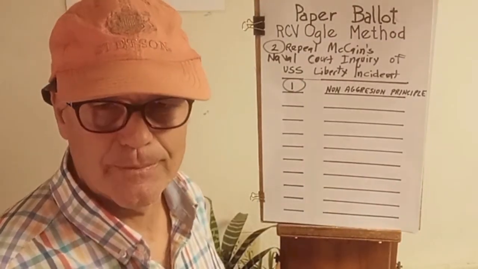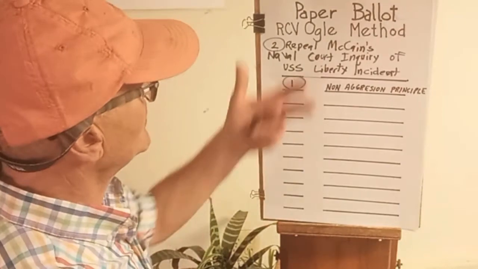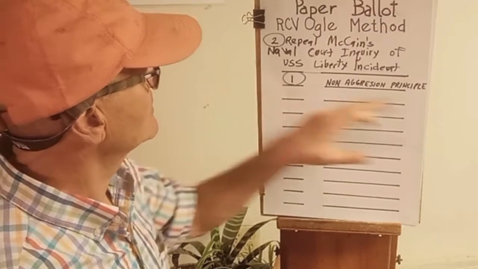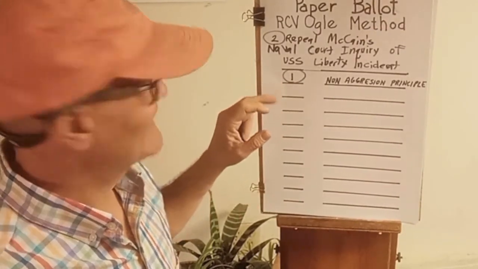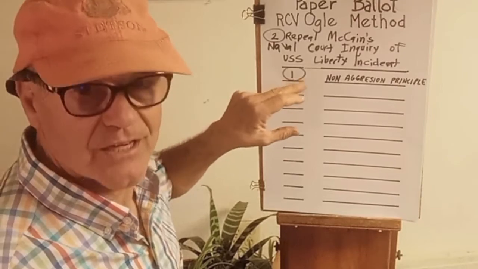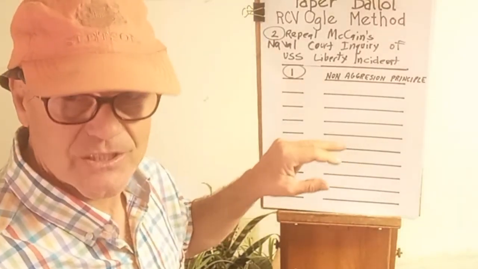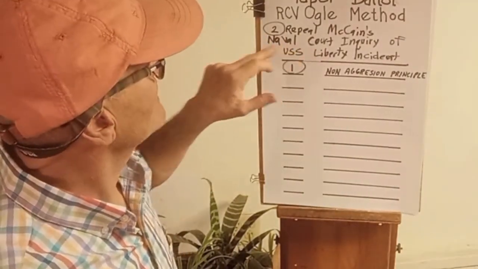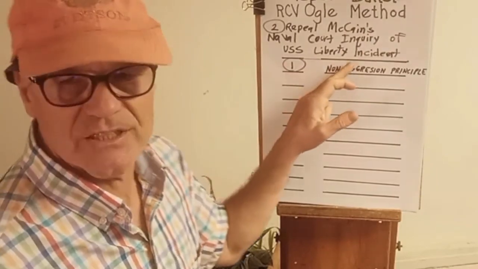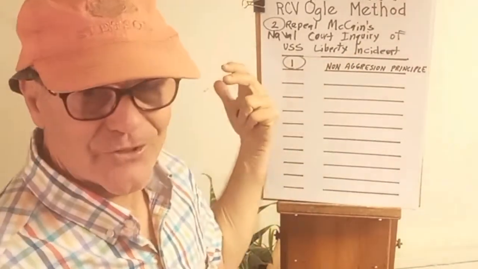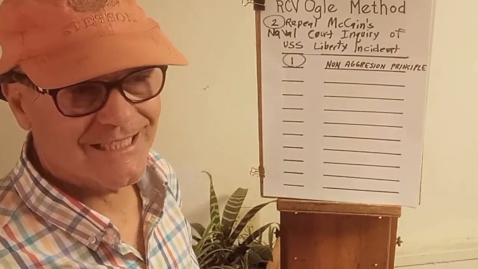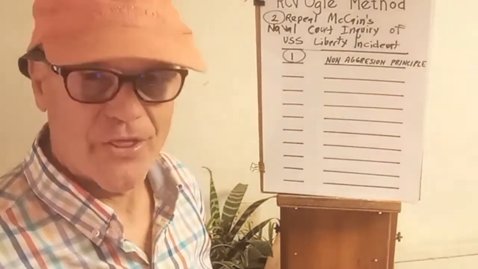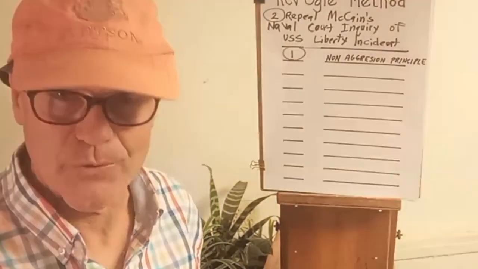It's a new system like count the ticks. So when someone else votes, say one other person votes, but they only voted for non-aggression principle, well, then non-aggression principle got 2 out of 2. That's 100%. But repeal McCain's naval court inquiry of USS Liberty incident, if they didn't vote for it, then it only got 50%. So you have to get 50% plus 1. So either they vote for it, or a third person comes and votes, and it's a 2 out of 3.